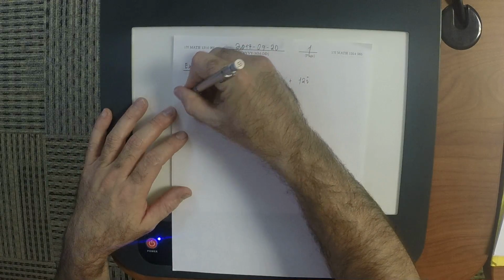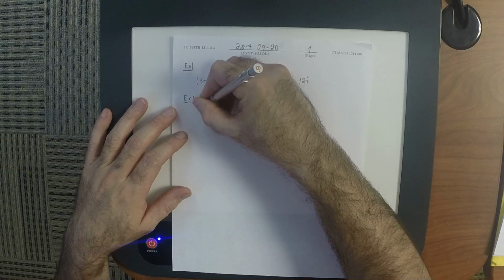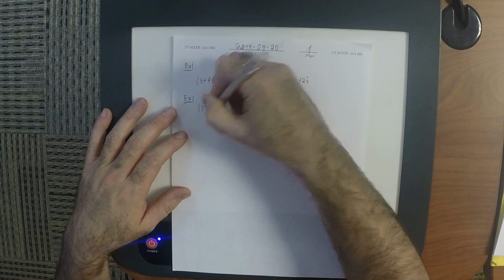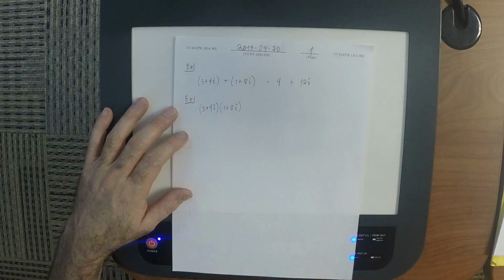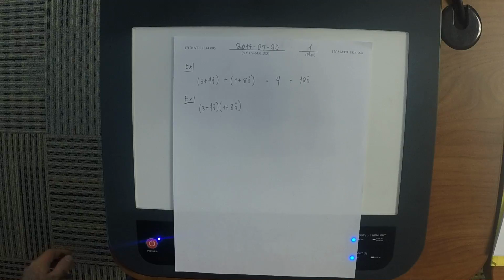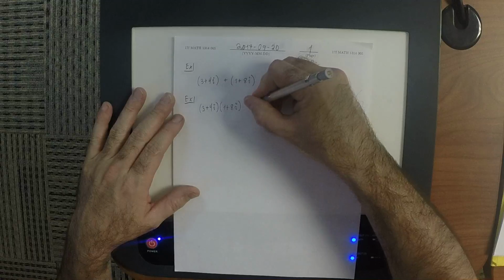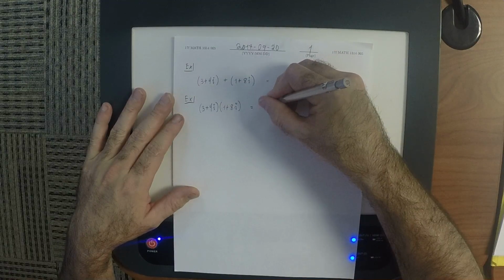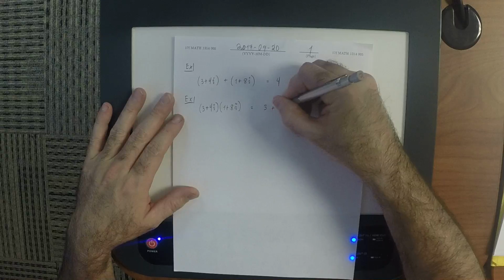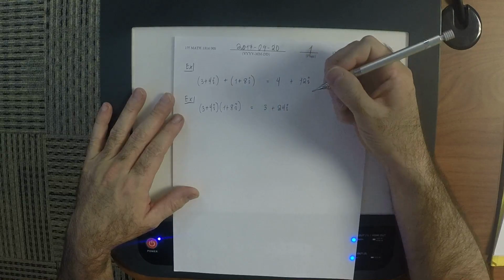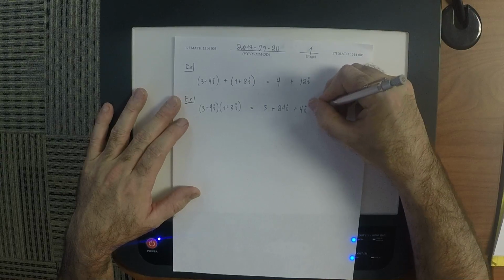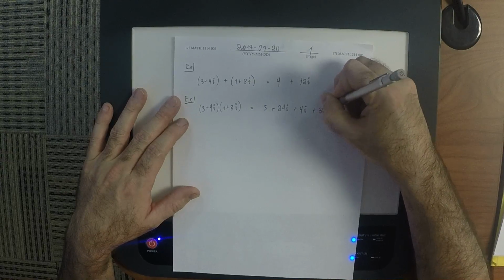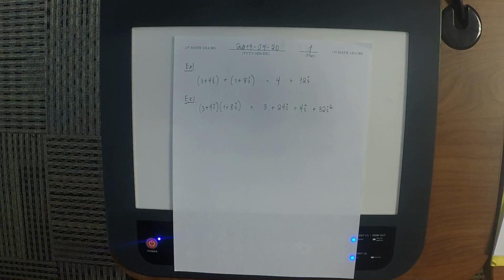Interesting. Besides adding them together, we can multiply them together. So this proceeds with FOIL, exactly, at least at first, exactly how you might expect. So firsts, that'd be 3, and then outsides plus 24i, and then insides, so plus 4i, and then lasts plus 32i squared. So far, so good, right?